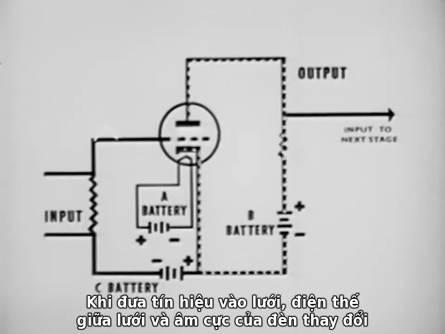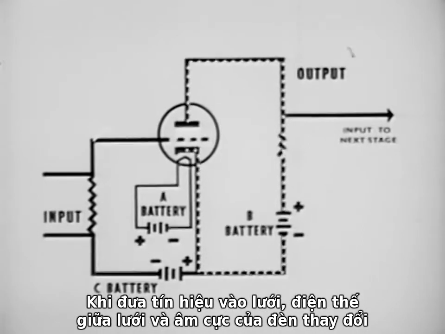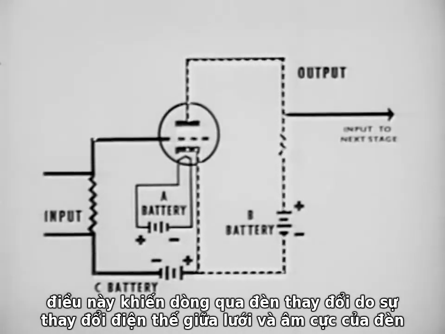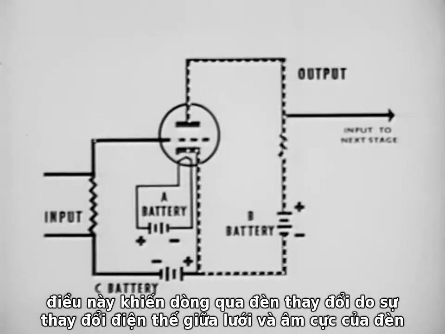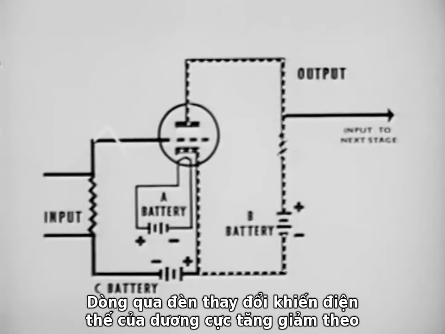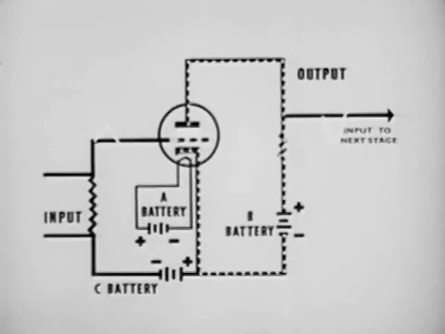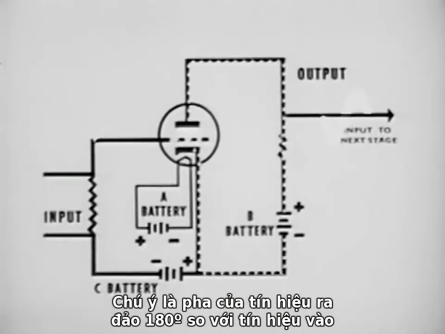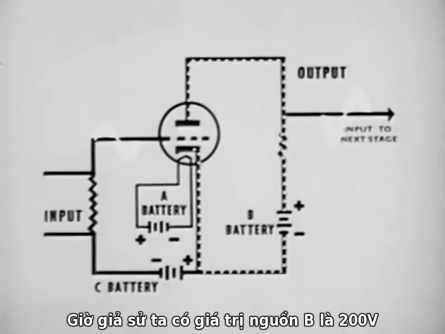When a small signal is applied to the grid, it varies the difference in potential between the grid and cathode. This causes the current flowing through the tube to vary in accordance with the difference in potential between the grid and cathode. This varying current flow through the tube causes the voltage across the plate load to decrease and increase. This voltage change across the output is an amplified reproduction of the input. It should be noted that the output voltage and the input voltage are 180 degrees out of phase with each other.